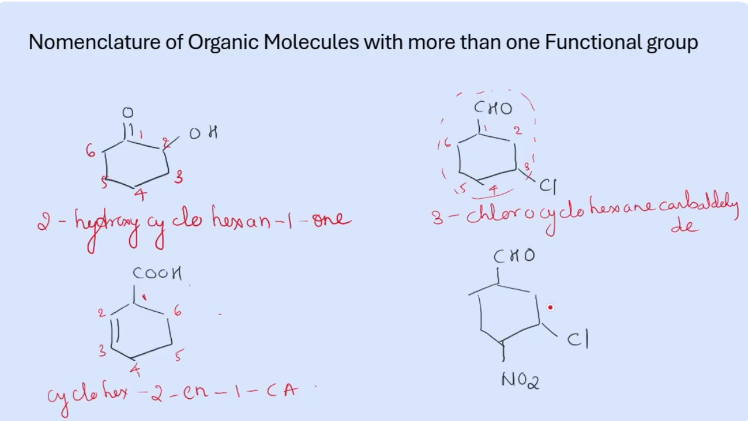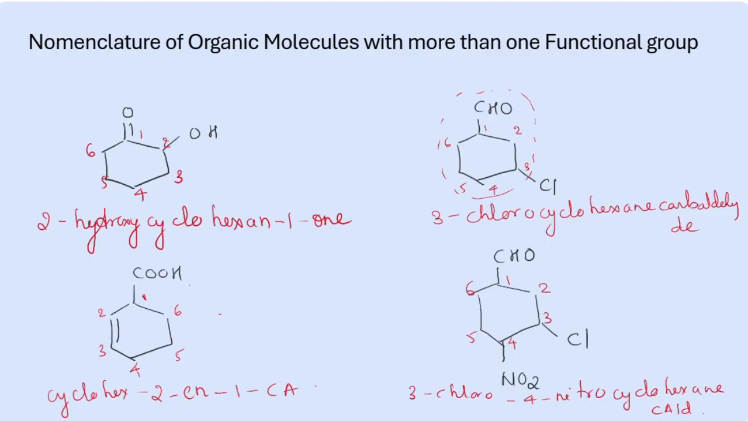Right? Next, we have 3 functional groups, but the rules are going to be the same. That means what? Number the cyclic chain, and then alphabetical priority for the prefixes. So we have chloro and nitro. Therefore, 3-chloro, 4-nitro, then cyclohexane carbaldehyde. Aldehyde it is, so carbaldehyde. So this is how we name the cyclic molecules with more than one functional group.